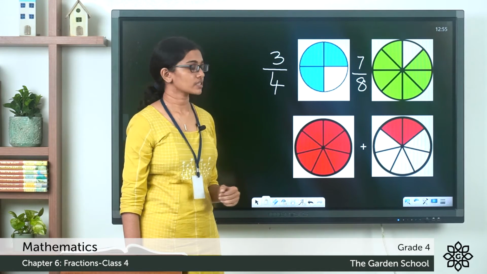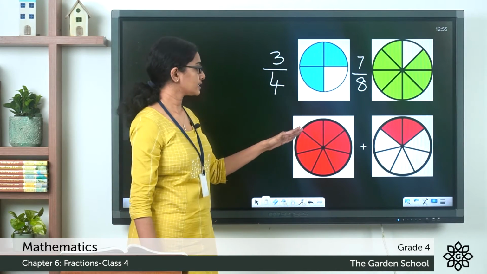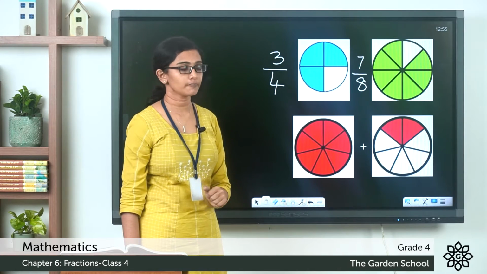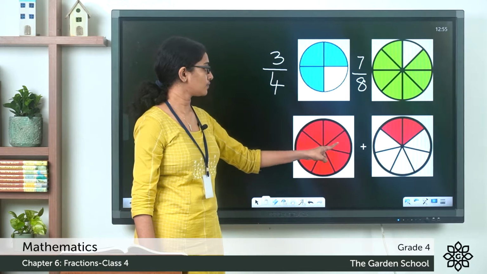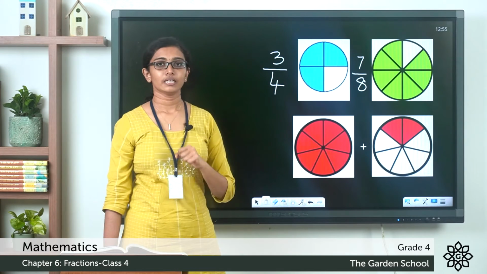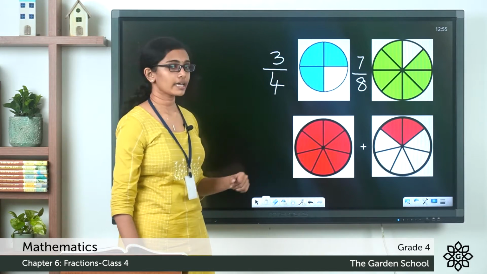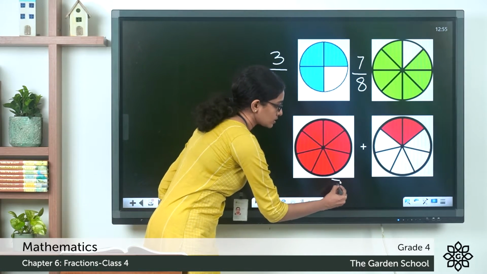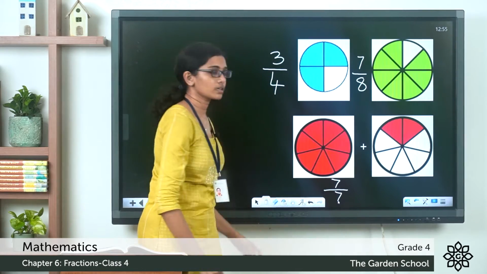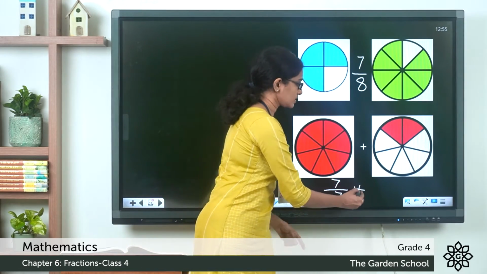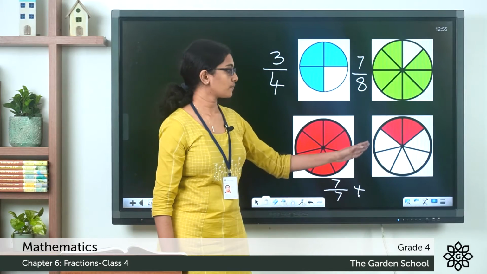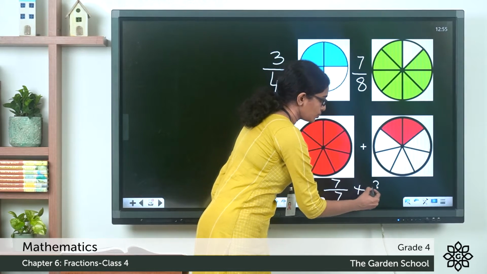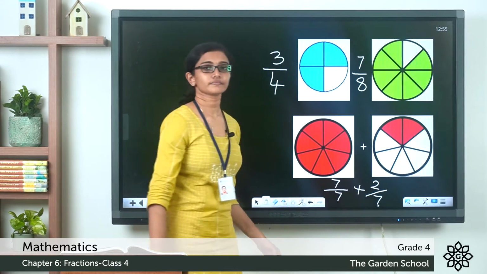So what is the total fraction in this case? Here in the picture, the circle or one whole is divided into how many equal parts? 1, 2, 3, 4, 5, 6, 7. 7 equal parts. So in this case, what is the fraction of the colored part? In this case, it is equal to 7 by 7. And plus here 2 parts out of the total 7 parts are colored. So here the fraction is 2 by 7.